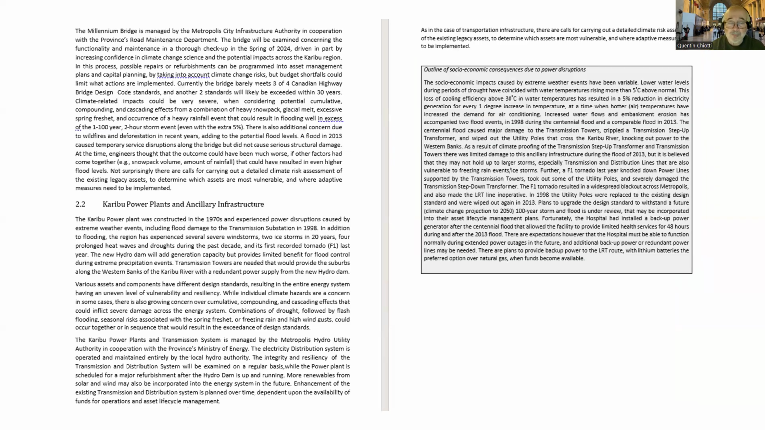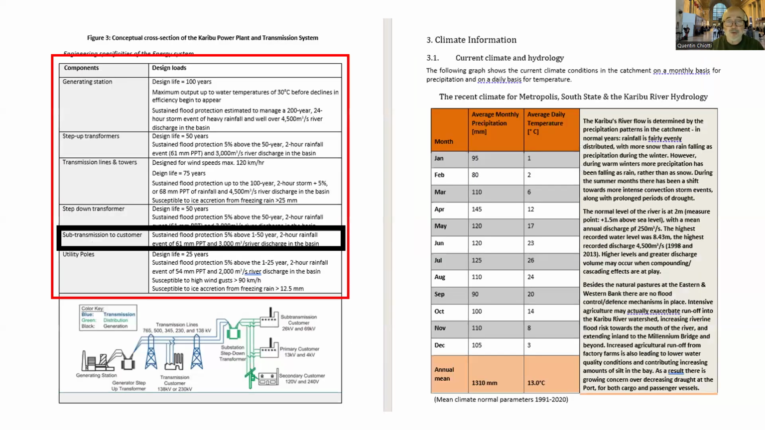And as we then move through the assignment and we start shifting our attention away from transportation assets to energy assets, lo and behold, what do we have there? Engineering specificities of the energy system. So the generating station, the step-up transformers, transmission lines, transmission towers, step-down transformer, utility poles. And the one I just highlighted in black, just simply because we never did include it in previous years.